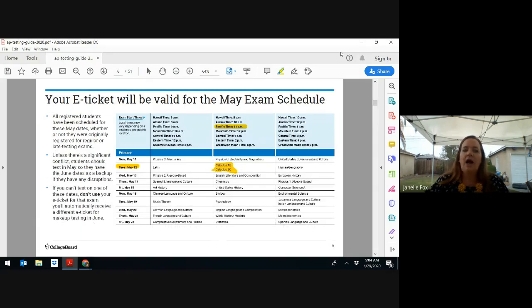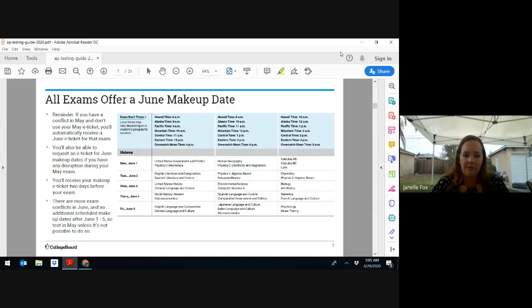So here's the deal. That e-ticket that you get is going to be valid for the May exam. You should be taking it in May. On May 12th, we're all going to be taking the exam. But College Board realizes that sometimes a catastrophe could happen, like your entire internet shuts down for whatever reason. So they are offering makeup exams, and there is a process for the makeup exam. They spend a lot of time talking about that. Hopefully no one's going to have that problem.